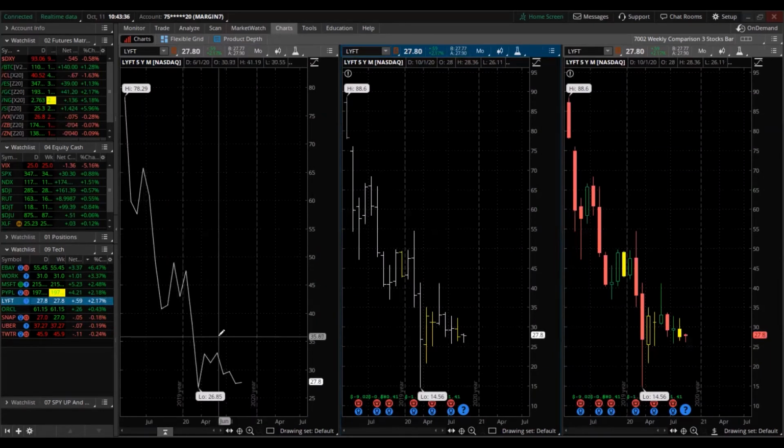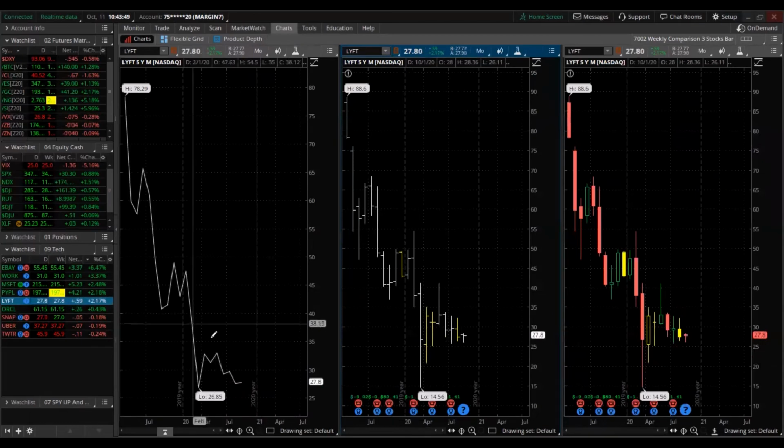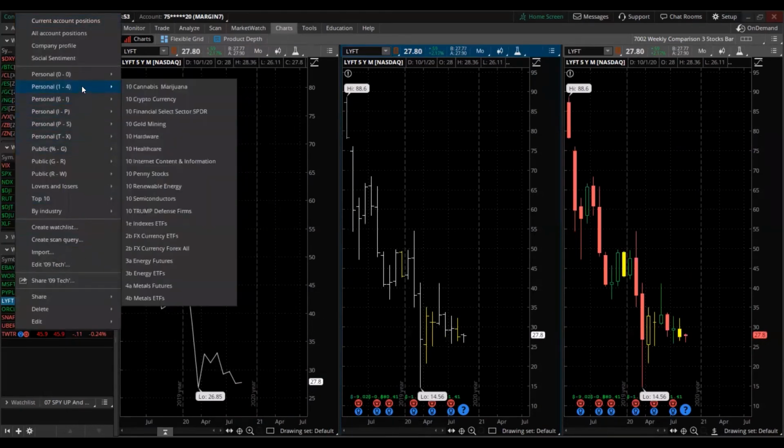It's underperforming the index. Again, we said the best stock index is the NASDAQ 100. Your chart should look similar to this or outperforming this. It's not outperforming. Lyft is not. Let's go to another stock index.